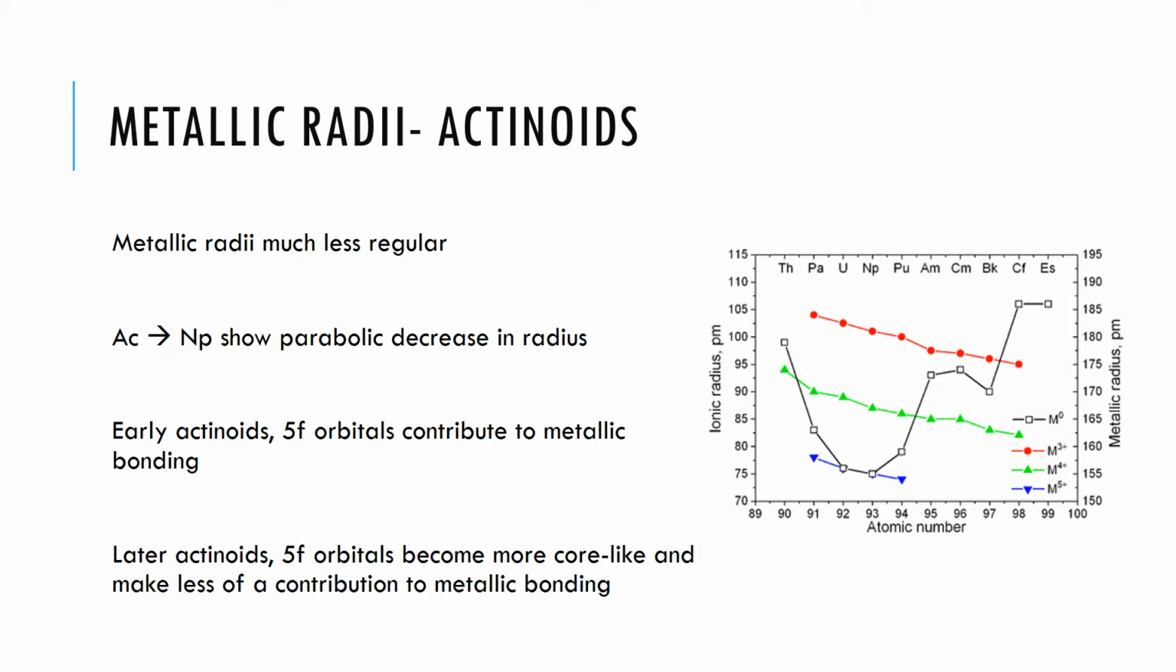However, as you get towards the right-hand side of the actinoid elements, those actinoid elements with higher atomic numbers, you see that those 5f orbitals actually become much more core-like, and they make less of a contribution to metallic bonding. But there's no real regular pattern to these.